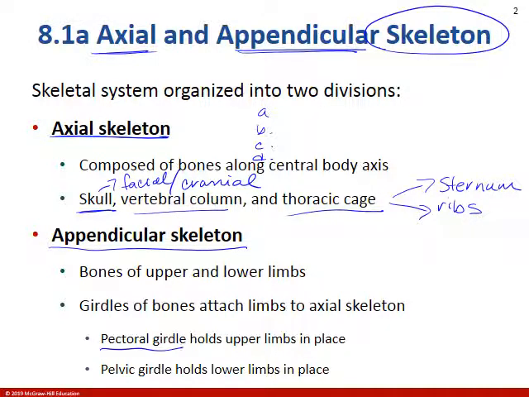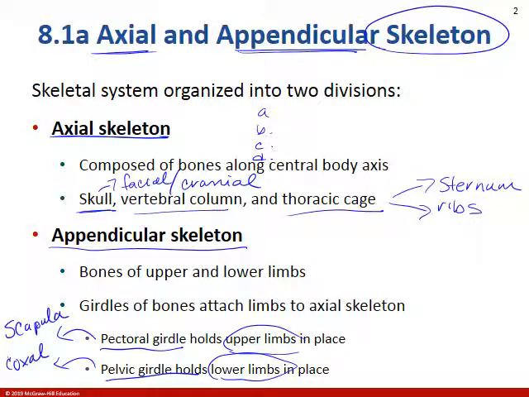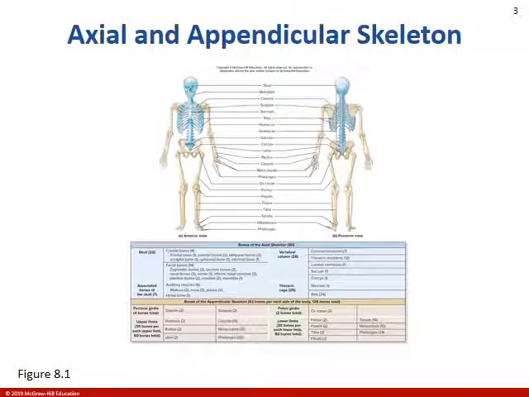So we will subdivide the appendicular into the pectoral girdle, right? And so this holds your upper limbs in place. And then the pelvic girdle, which holds your lower limbs in place. So think of the pectoral girdle as the scapula, the clavicle, your humerus, radius, ulna, all the bones of your wrist and your hand. And the pelvic girdle is going to be your hip bone or coxal bone or os coxa. There's lots of names for the hip. And then all of the lower limbs. So that would be the femur, the tibia, the fibula, all of the ankle, tarsal bones, and bones of the foot. Nice color coding here. You can see the axial, and then you can see the appendicular is hanging off of the axial.